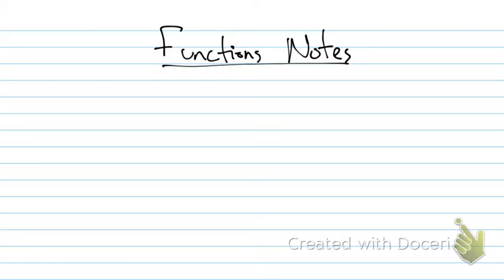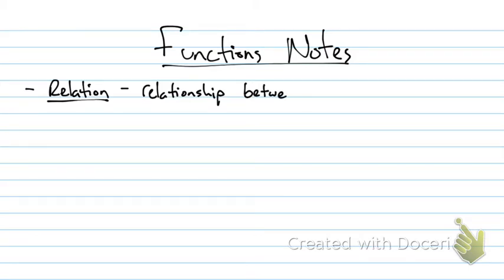So a function is a specific type of relation. And what a relation is in math is a relationship between a set of values. So what I mean by a set of values, as we talk about math, that would be like a relationship between x and y values.